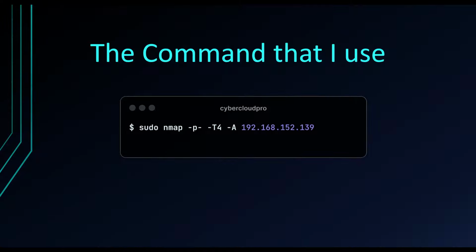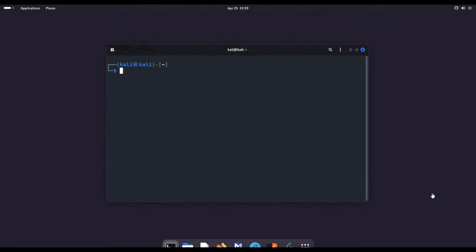Let's go to the practical session now. So now I have turned on my Kali VM. With that, I have a vulnerable box running in the network. So let's start. Okay, so let's check the IP address of my machine.